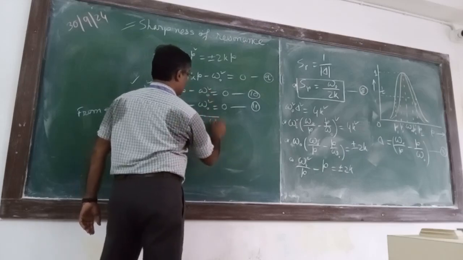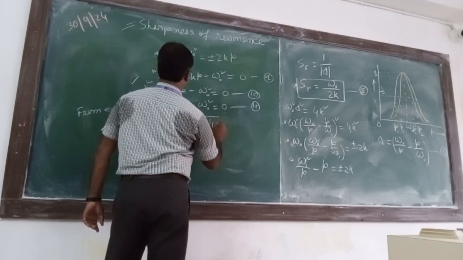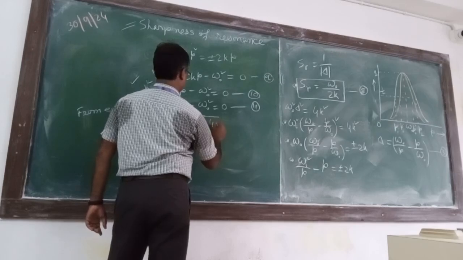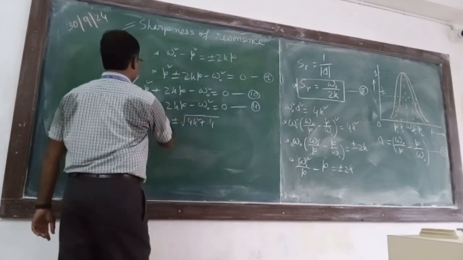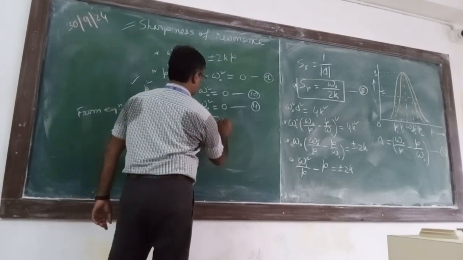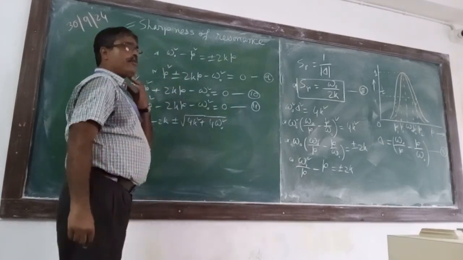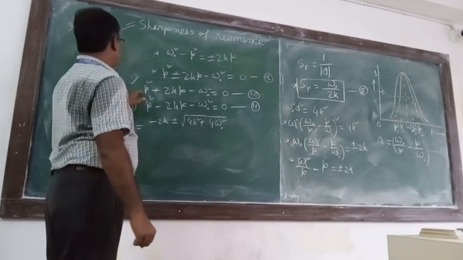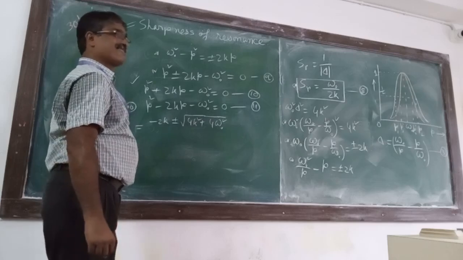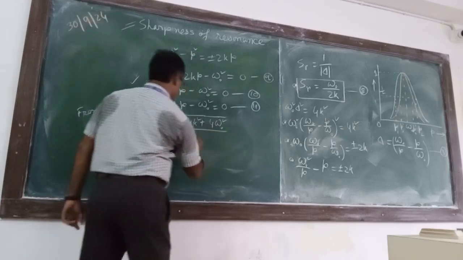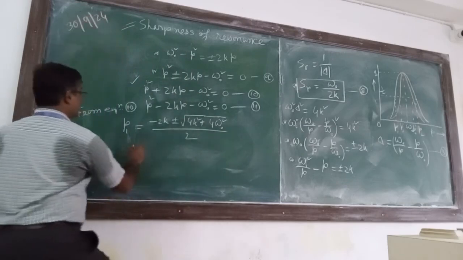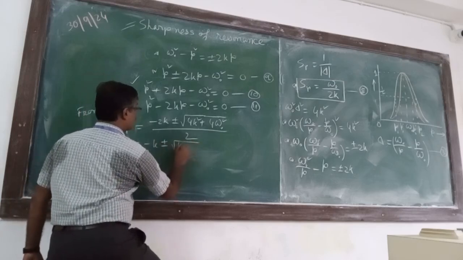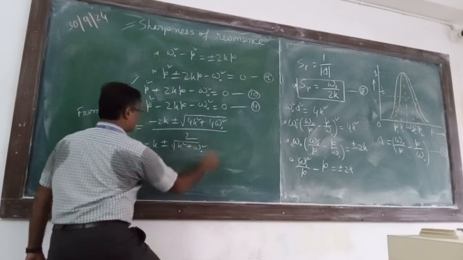That is, plus 4 p omega naught square, and minus 4ac, minus 4 p omega naught square. Everything divided by 2. Okay, so this is minus k plus minus root over k square plus omega naught square.